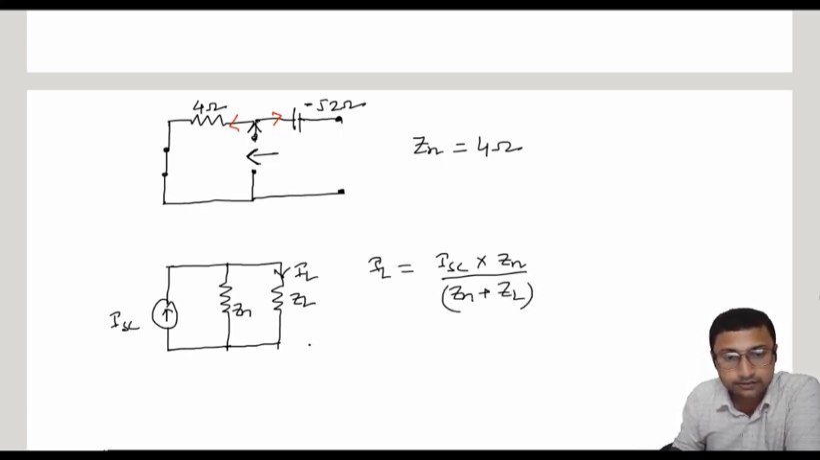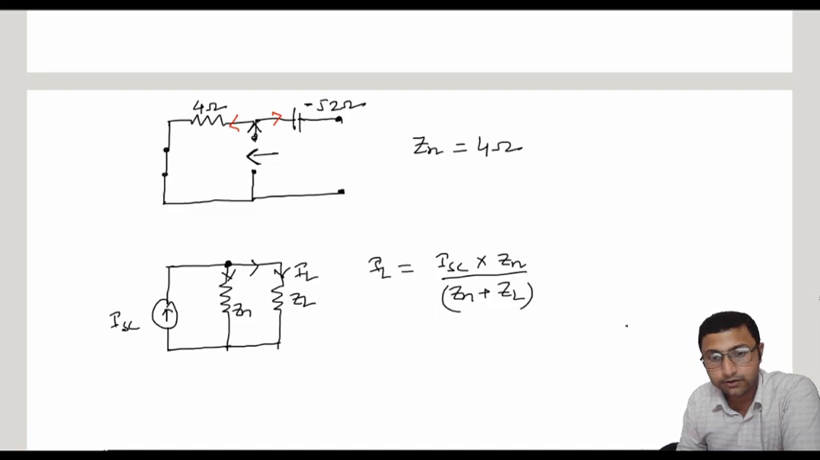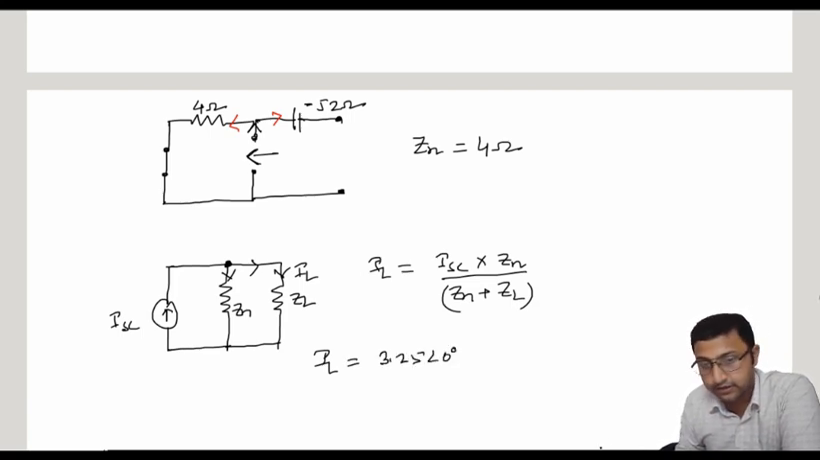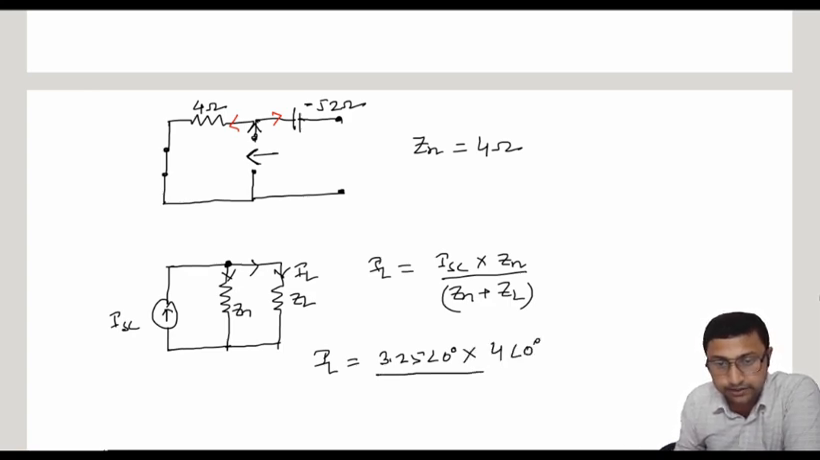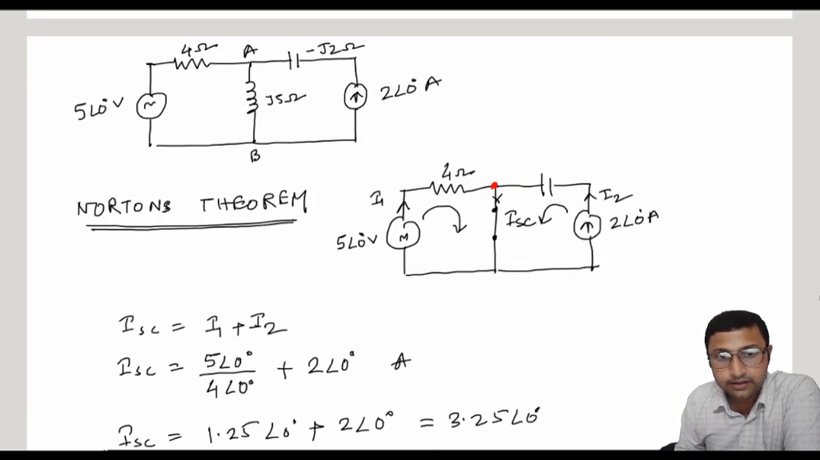Simply, the current will divide across this terminal. So now using the current divider rule, the formula is already established. So the IL will be ISC, 3.25 at an angle 0 degree, and what is the Zn? That is 4 at an angle 0 degree, the impedance part, and by total impedance, that means 4 angle 0 degree plus ZL, the load impedance. The load impedance here is the J5 ohm. J5 ohm is the inductive reactance.